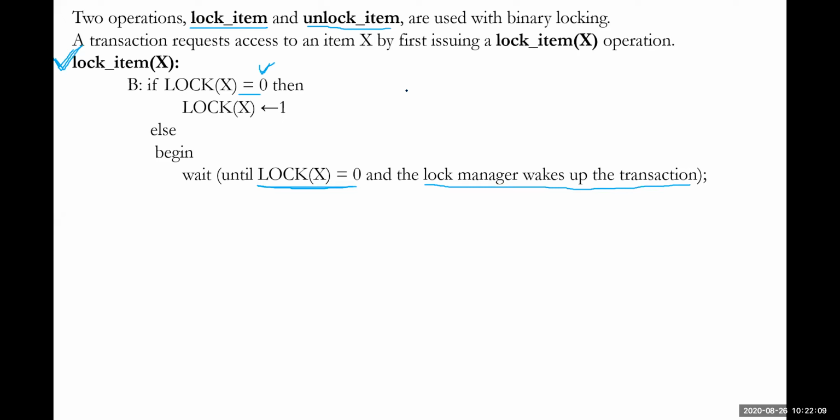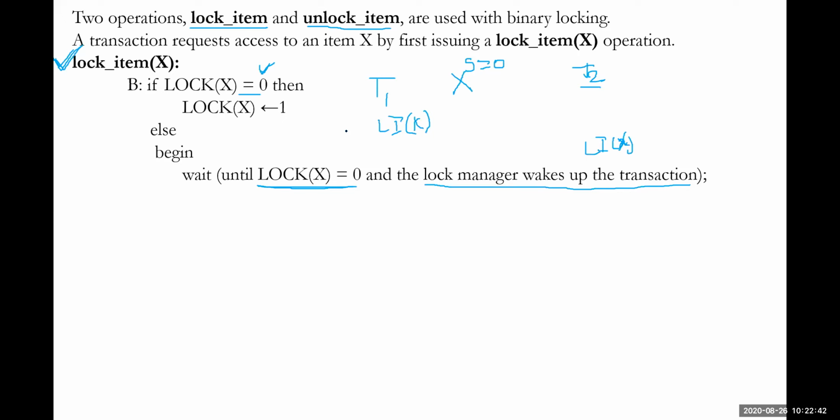So the same story I would like to define here. Transaction T1 has taken lock item of X here. And transaction T2, let me say, also requested lock item of X here. Now at this moment, the status of this particular X is simply 0.